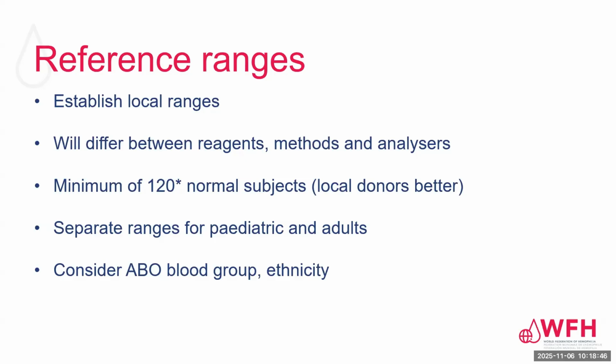And it's important to have separate ranges for pediatric and adults. We should also have an approximately equal gender split and a proportionate ABO blood group based on your local population.